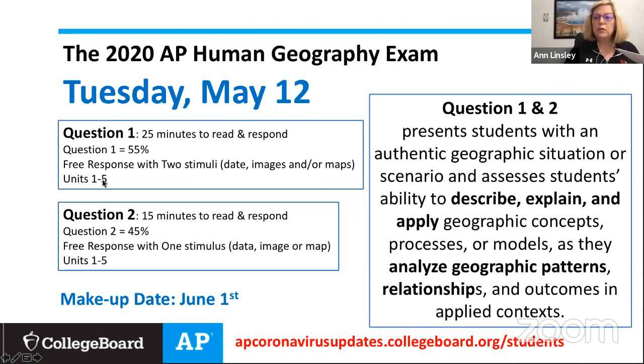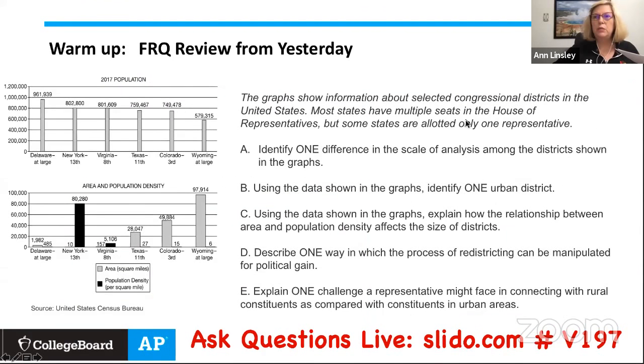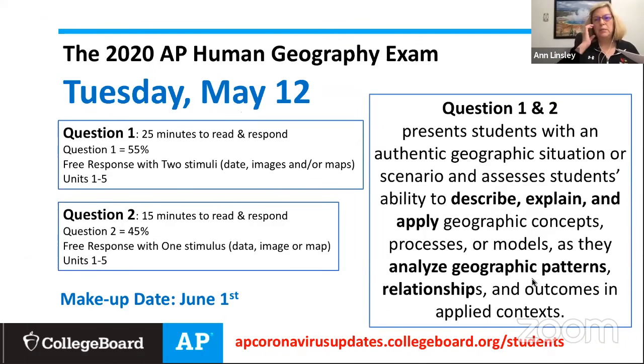Yes, units 1 through 5 are the focus, but just like this particular question that we just went through on political, it referenced an urban district. This is not an urban question. This is a political question, but it required that you had some sort of conceptual knowledge about the urban area, okay? So be careful with that.